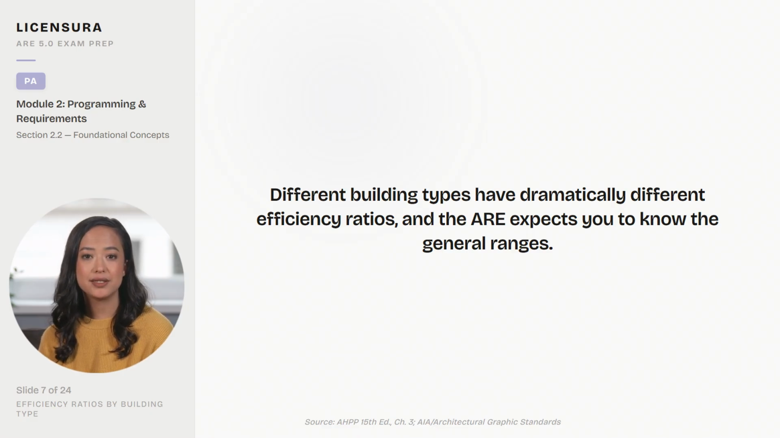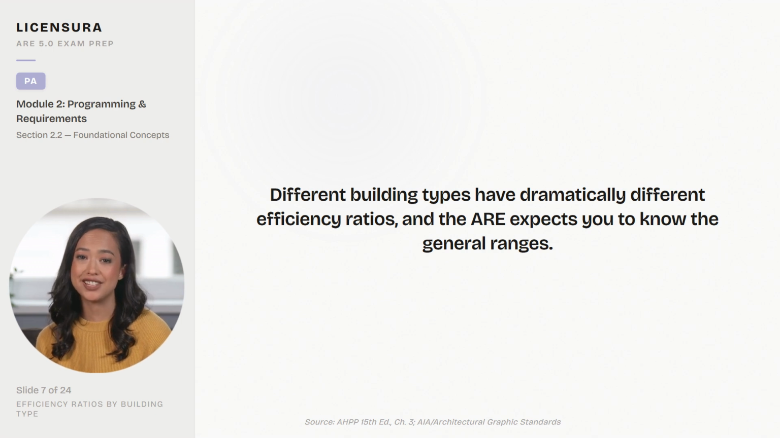Why does this matter? Because programming drives the gross building size, and gross building size drives cost. A 50,000 NSF hospital program becomes a 100,000 GSF building, 50% efficient. The same program in an office building becomes 62,500 GSF, 80% efficient. The difference?